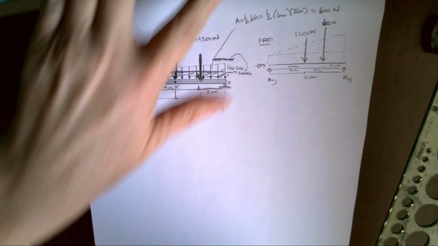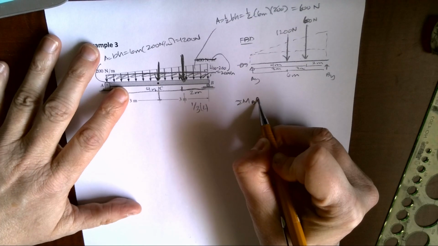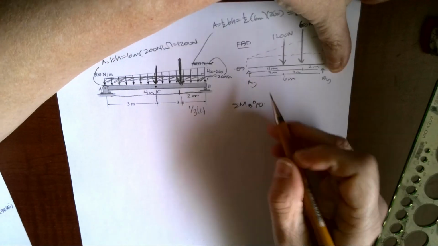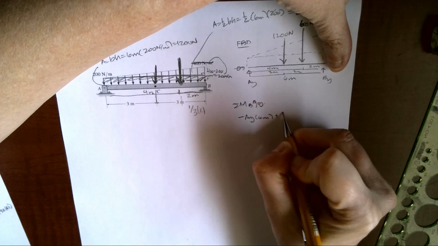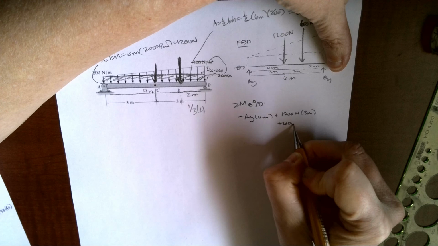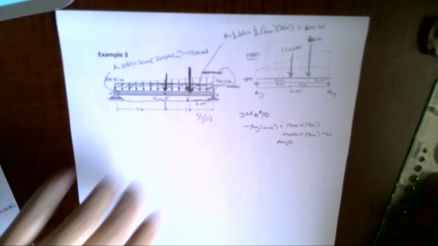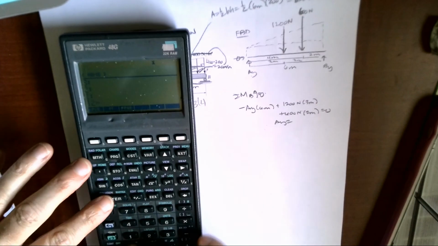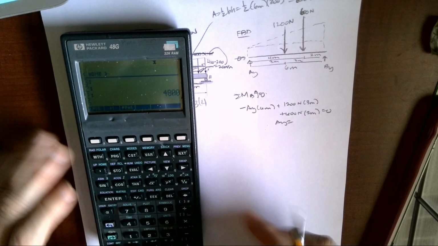Okay, so now I am going to sum moments about B equals 0. I'm going to put my finger over here at B, try not to cover up everything, and I'm going to have a negative AY times 6 meters plus 1200 newtons times 3 meters plus 600 newtons times 2 meters equals 0. And the beauty of labeling everything is when it comes down to writing equations, I don't have to think about what I'm doing. And we get AY is 800 newtons up.